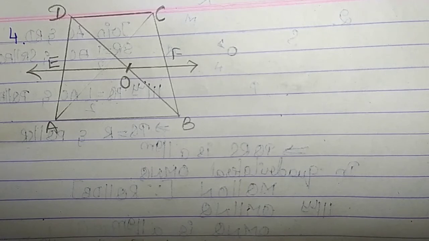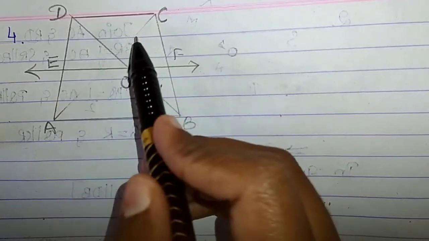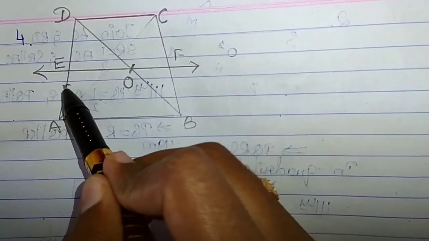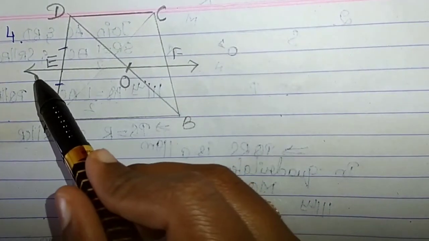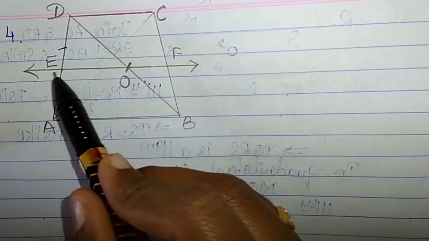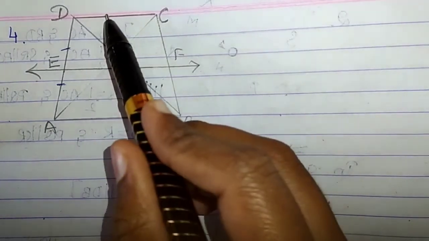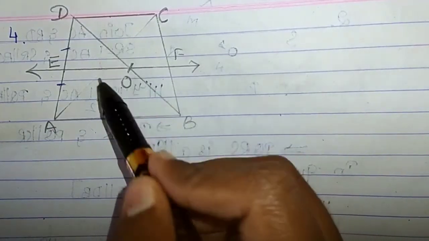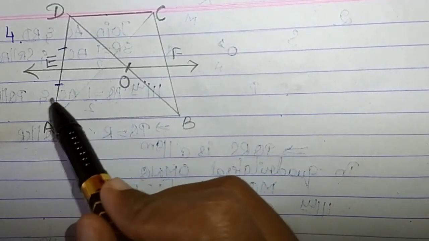In question number 4, ABCD is a trapezium in which AB is parallel to CD, BD is a diagonal, and E is the midpoint of side AD. A line is drawn through E parallel to AB. Since AB is parallel to DC and this EF is parallel to AB, we get that EF is parallel to DC.